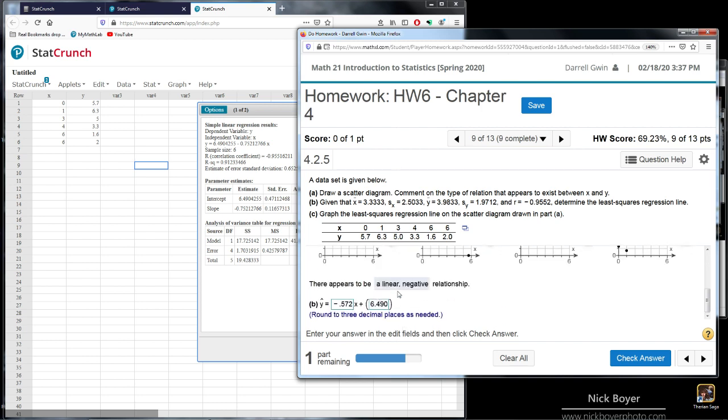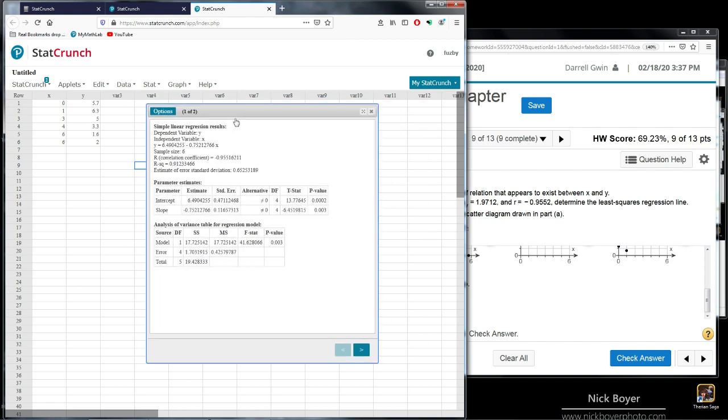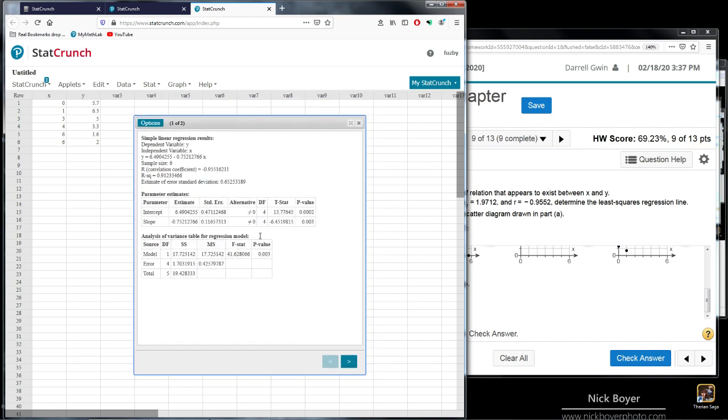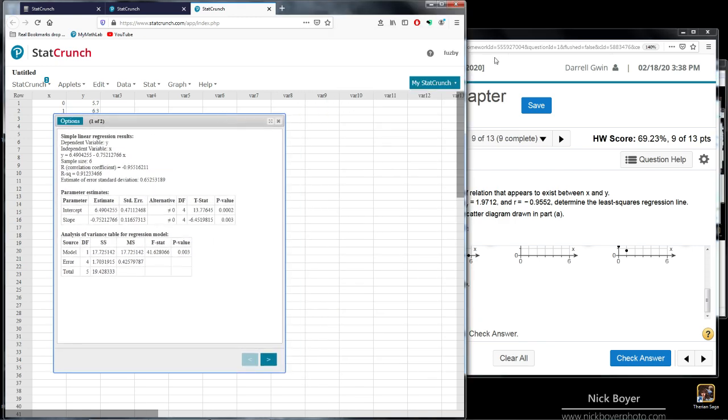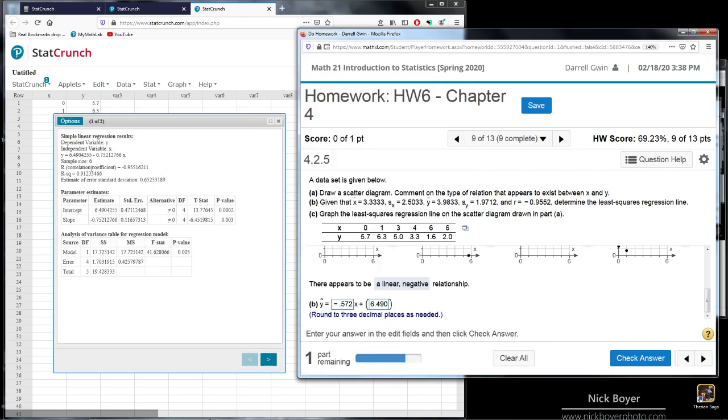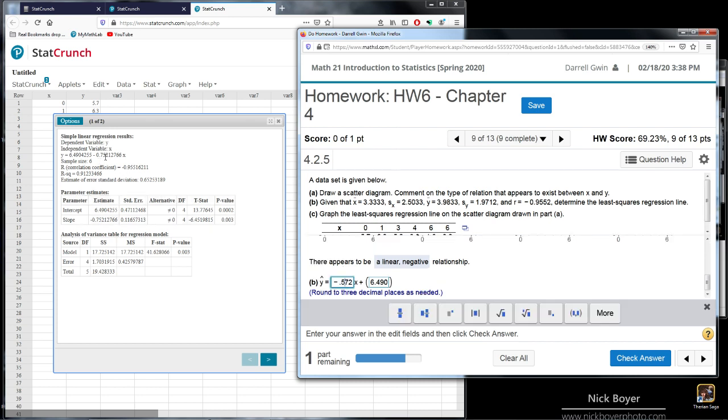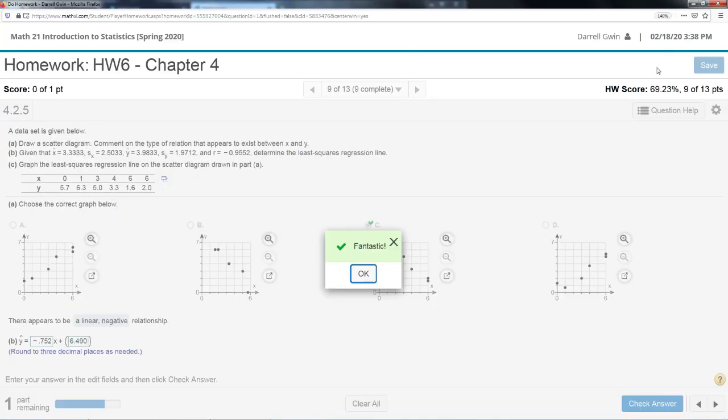Let's see, degrees of freedom is 4. Alright, that's kind of wrong. Sample size is 6. Okay, that's correct. Wait, did I get the R right? I got the R right. Did I type it in wrong? Let's compare. Oh, I got the slope wrong. Gosh darn it. It's negative 0.752, and 6.490. Alright, that's correct for sure.